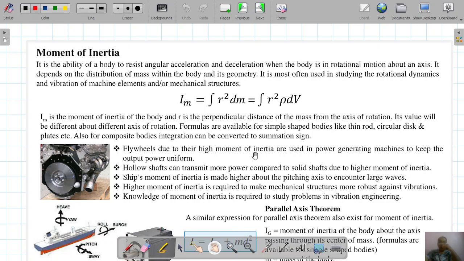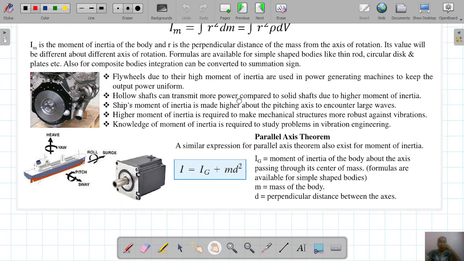Just a brief note about the application. It's used in a car flywheel. Whenever you change your clutch system of a car, you have a flywheel, which provides the initial inertia, because of which the engine starts to rotate. It basically stores the energy. Flywheels, due to their higher moment of inertia, are used in power generating machines. Your engine is a power generating machine, to keep the output power uniform.